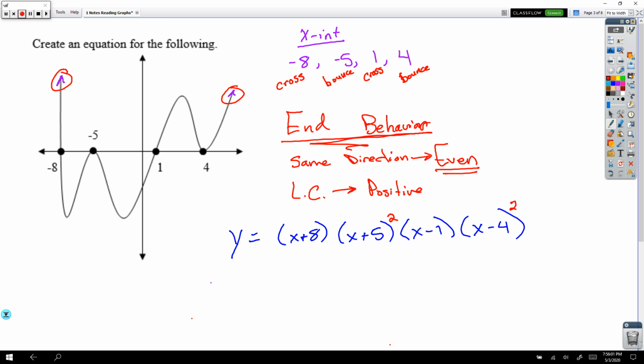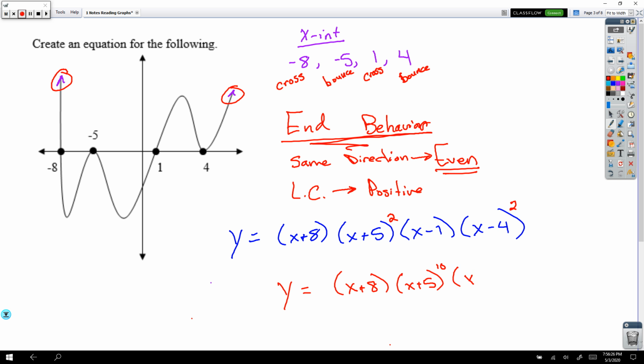Okay, my total is even, the leading coefficient, the number up front is positive 1, and I have my bounces and my crosses correct. Now another example just to show you. You could have had something like this. Okay, so we have the x plus 8, x plus 5 has to be even, so you could have said something like 10.